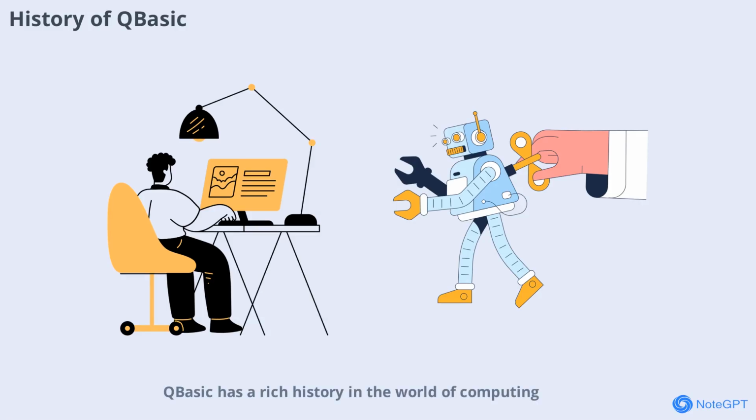QBasic has a rich history in the world of computing. It was introduced by Microsoft as a replacement for GWBasic and quickly became a staple in schools and homes. QBasic was bundled with MS-DOS and early versions of Windows, making it widely accessible. Its easy-to-understand syntax and interactive environment made it perfect for beginners. Over the years, QBasic has helped countless people take their first steps in programming, and its influence can still be seen in modern languages. Understanding its history gives us a greater appreciation for its role in computer education.